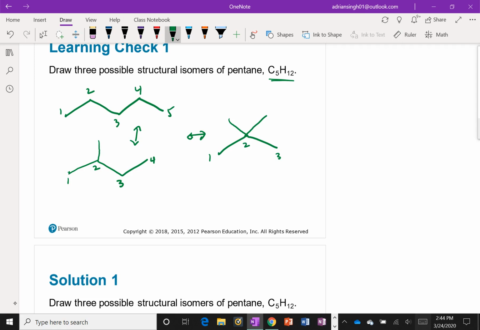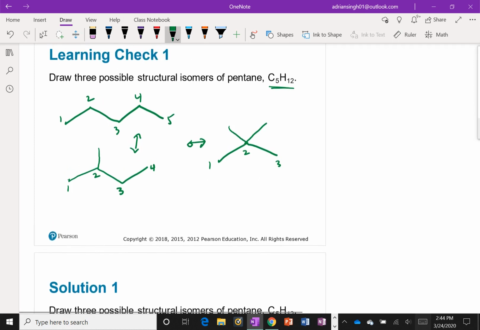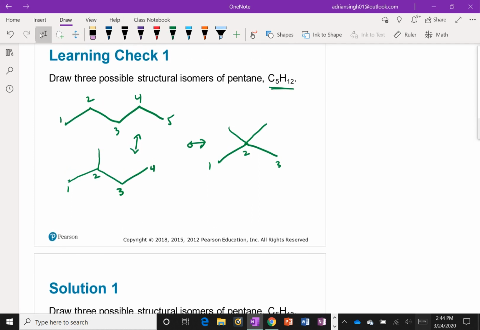Right, and you can confirm this by coming up with the chemical formula. You'll see that all 3 of these structures have 5 carbons, and they're going to have 12 H's as well. Right, so structural isomers have the same chemical formula, but different structures. What if I instead, let's say, thought about, well, maybe if I draw 1, 2, 3, 4, and what if I put the 5th carbon over here?